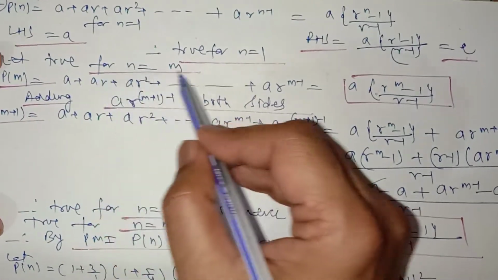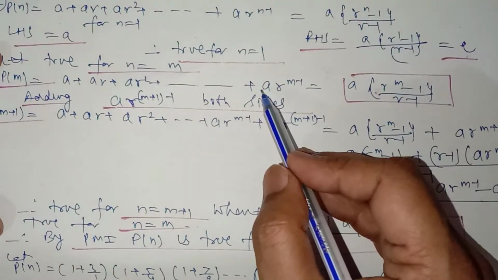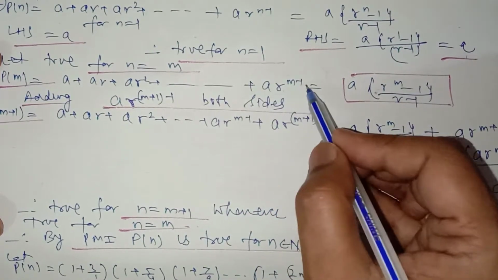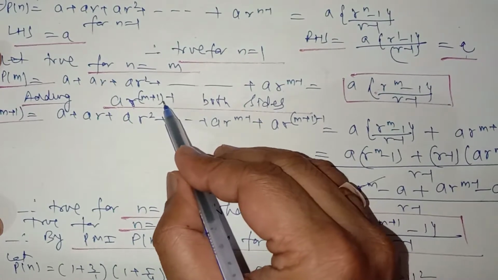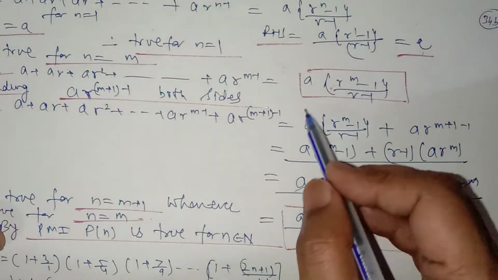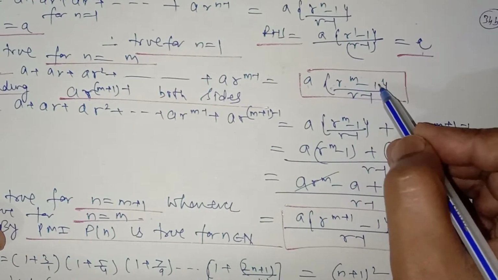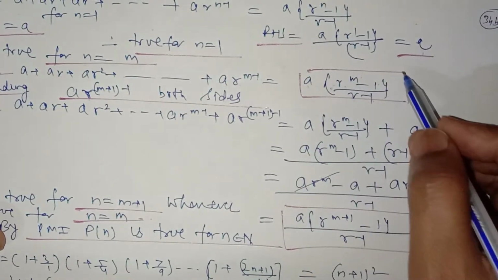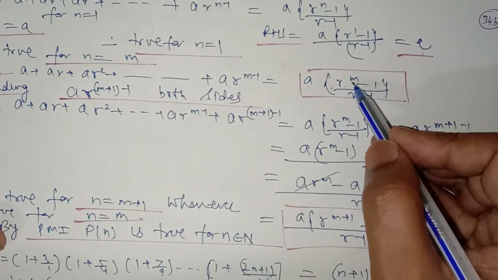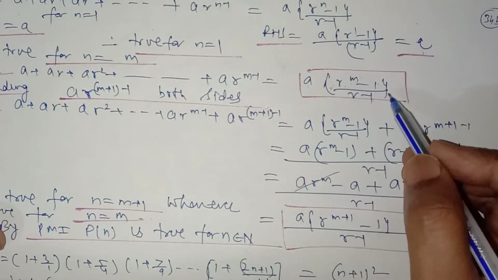So we let that it is true for n is equal to m, replace n by m in the left and the right, and you have to add the next term of this, which is equal to ar raised to power m plus 1 minus 1, which is the next term. Add in the left hand side as well as in the right hand side, and on adding these two terms you should obtain a into r raised to power m plus 1 minus 1 upon r minus 1, which is the next term for this when it is true for m. Then to be true for m plus 1, you should obtain in place of m plus 1 whenever we have m.